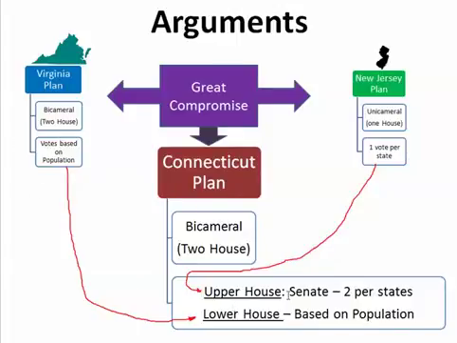Now, when a bill becomes a law, it has to pass through both the upper and the lower house. That way, small states are represented in the Senate, and larger states are represented in the lower house. And so that settled this conflict between large states and small states and made sure they were equally represented and happy.